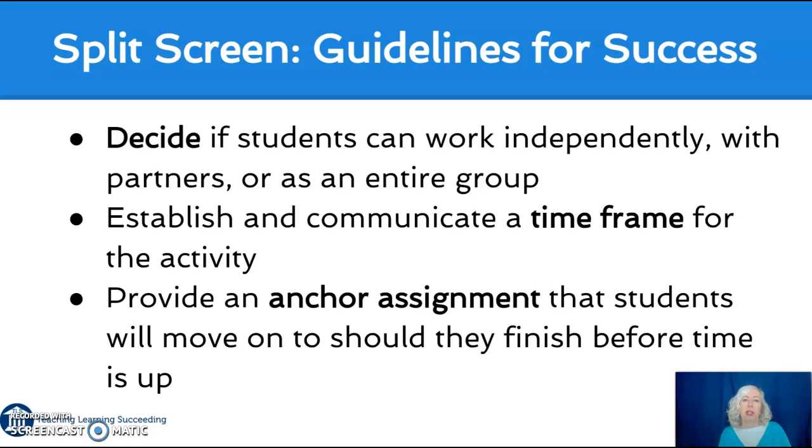Be sure to establish and communicate the expected time frame, and always, always, always provide an anchor assignment tied to the lesson or unit's main objectives so that students who finish early or are waiting a time to check in with you will have appropriate work to keep them moving toward the lesson's objectives. By minding these guidelines, you are setting yourself up for success in incorporating the split screen strategy into your bag of tricks for meeting diverse learners' needs.